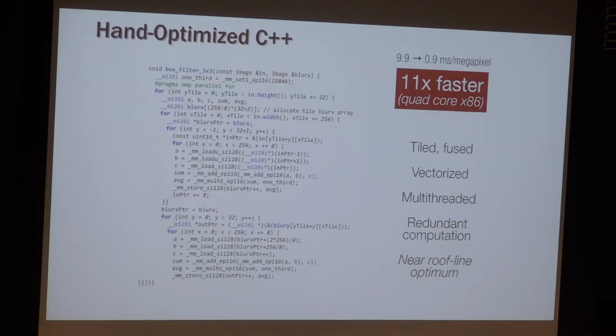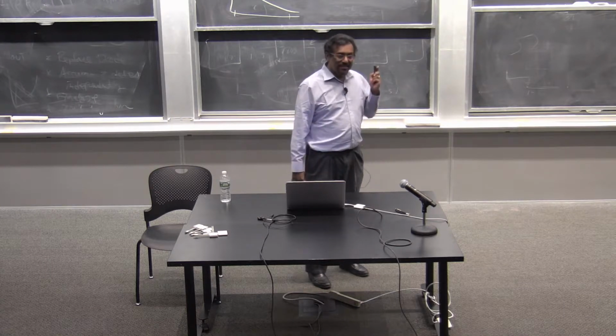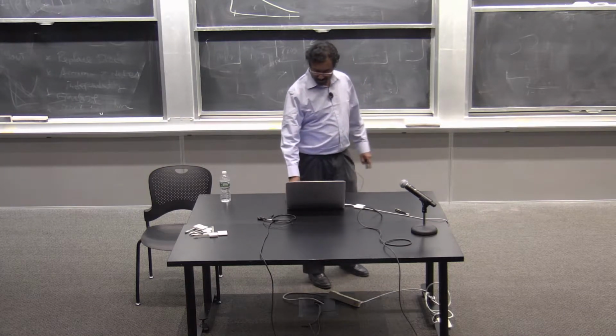But if you want to get performance, you want to generate this one. This thing ran about 11 times faster than the other one. It has been tiled, it has fused multiple loops, it has been vectorized, it is multi-threaded, it does some redundant computation I'll get to a little bit later, and it basically gives near roofline optimum performance. That means it's using the machine resources to the max, because this has a bunch of floating point operations, so the floating point unit is running at max performance. There's nothing much else you could do to this one. But you have to write this thing, and this is not that easy.